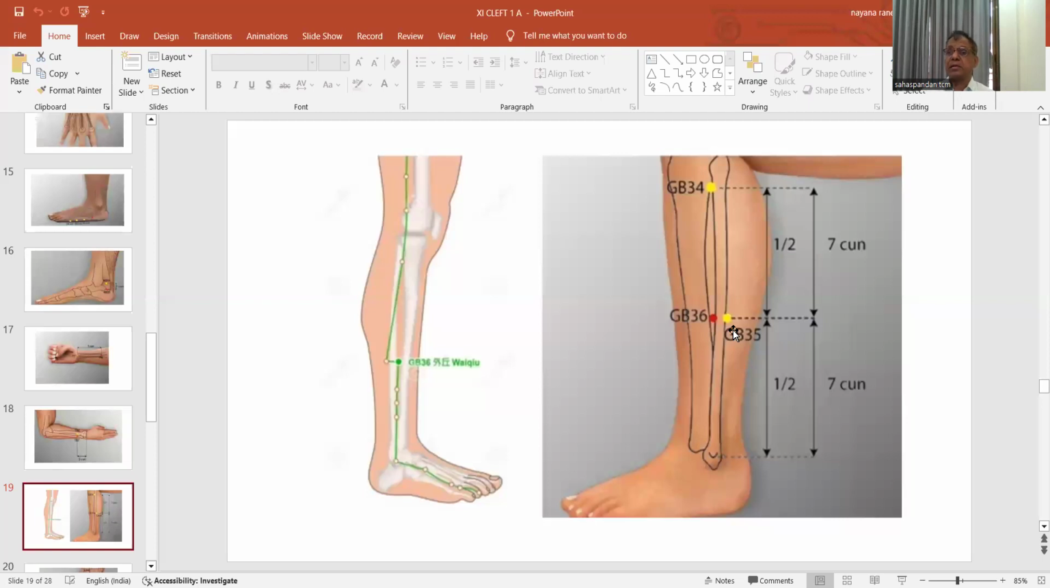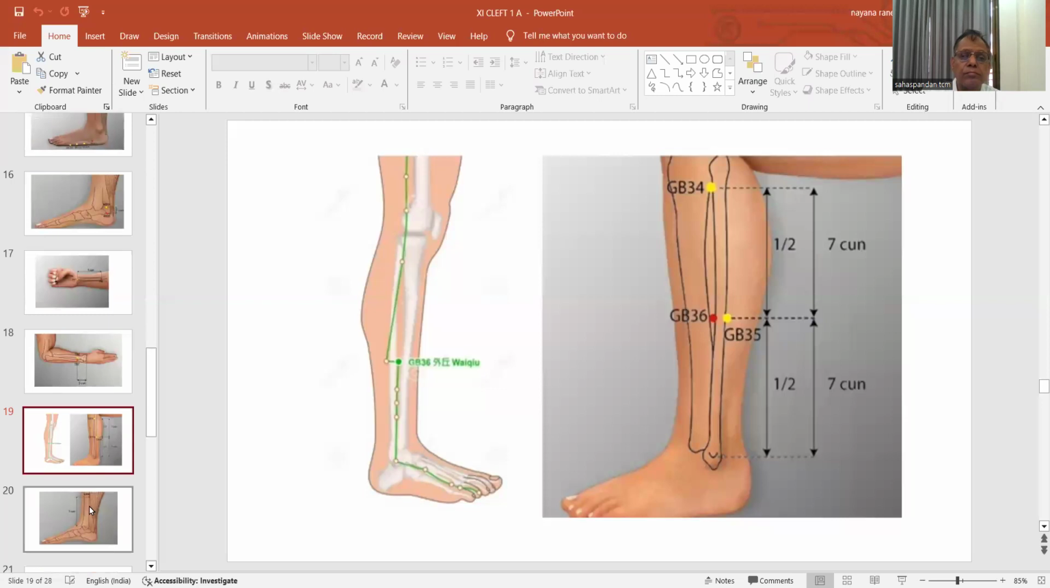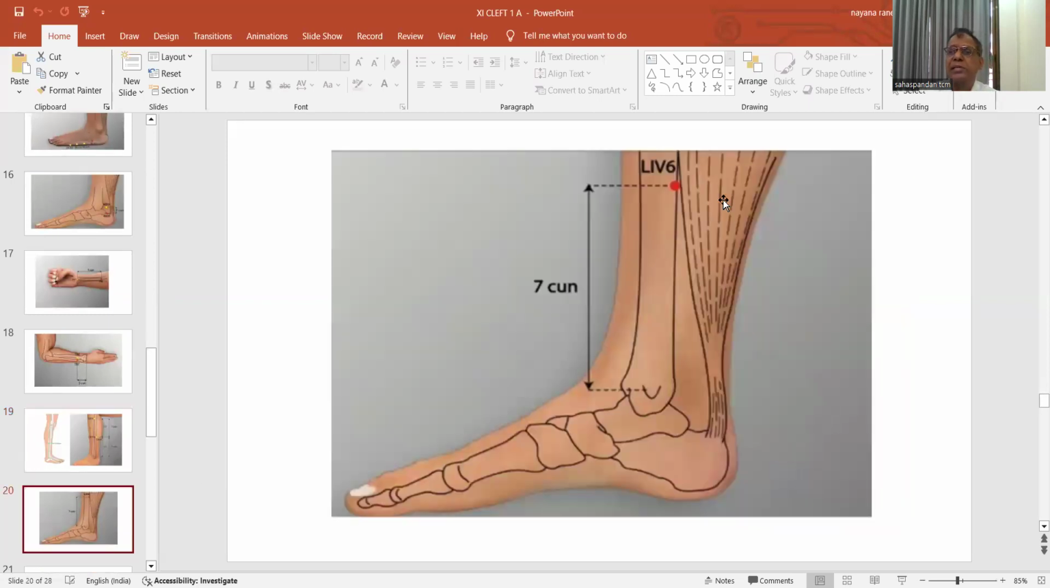Liver 6. See this liver 6. Liver 6 is indicated for stasis of blood in the uterus, shan disorder, and lower abdominal pain. So this is the liver 6.